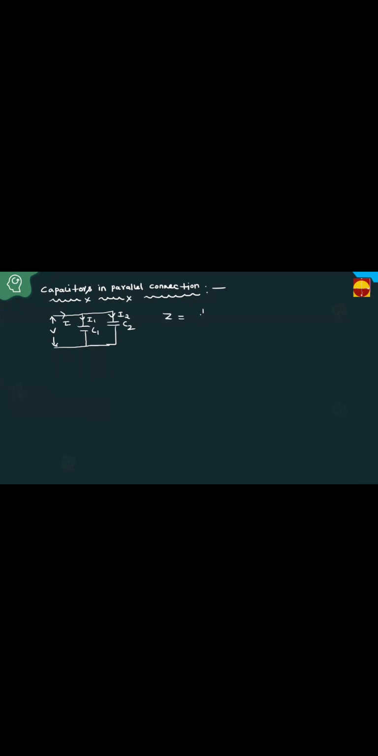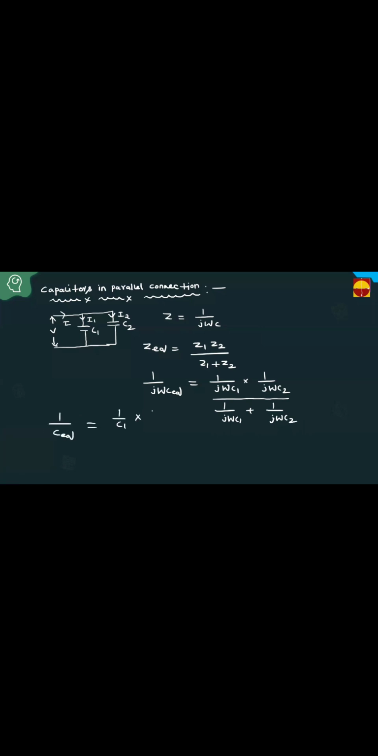How do we take the impedance? Z equals 1 by j omega C. Then what is the Z equivalent? Z1 Z2 by Z1 plus Z2. So 1 by j omega C equivalent equals (1 by j omega C1)(1 by j omega C2) by (1 by j omega C1 plus 1 by j omega C2). If we simplify this, students, what do you get? 1 by C equivalent equals 1 by (C1 plus C2).